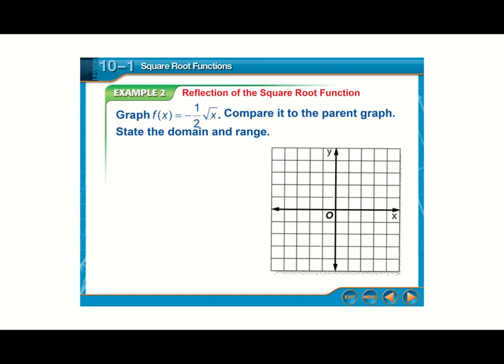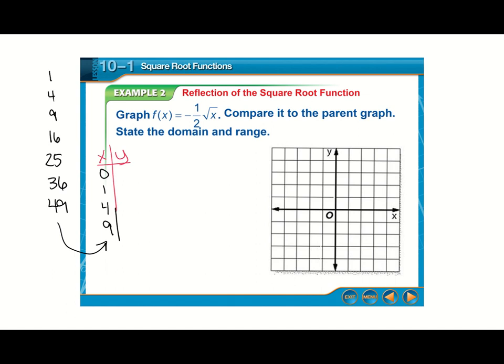Okay, so we're going to graph f of x equals -1/2 times the square root of x, and then compare it to the parent function and then state the domain and range. We're going to do it just like we did the last one. I want perfect squares to be under that radical. So my perfect squares would be 0, 1, 4, and 9. Remember, here are some perfect squares: 1 squared, 2 squared, 3 squared, 4 squared, 5 squared, 6 squared, 7 squared. That's the type of numbers that I'm putting in.